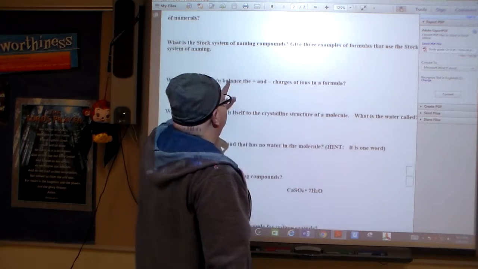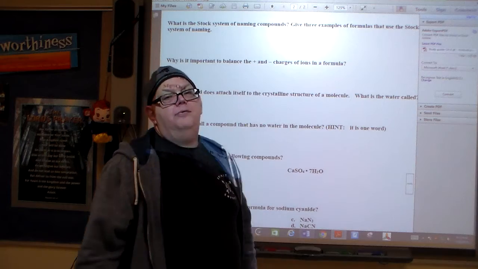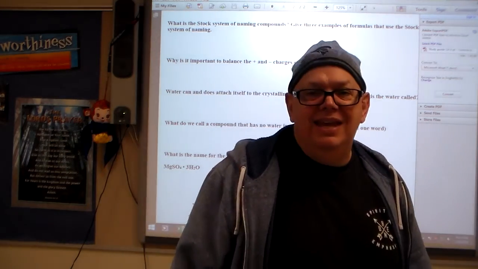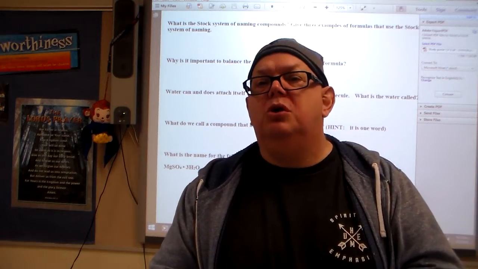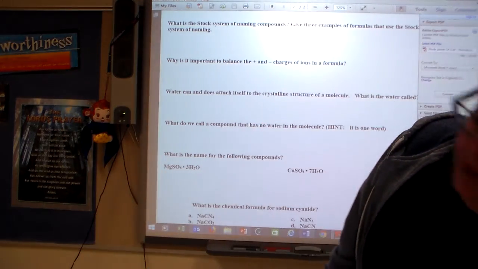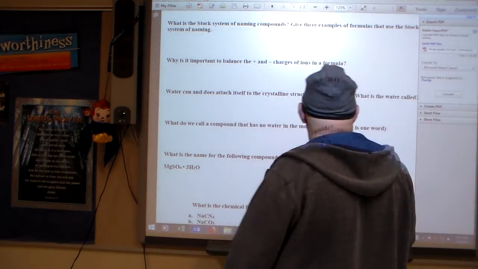Why is it important to balance the plus and negative charges of ion in a formula? Stability. Because if you have a negative or a positive, guess what? It's not stable. It's going to look to react. That's a pretty important concept.